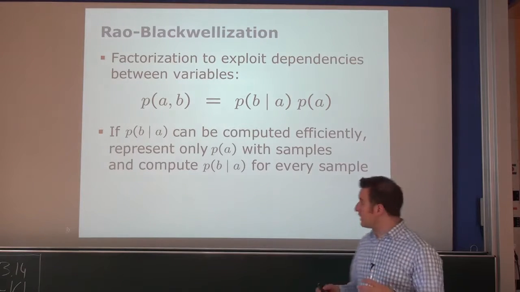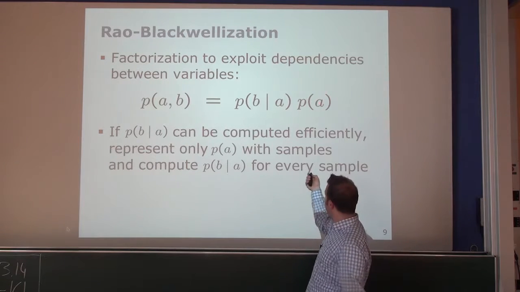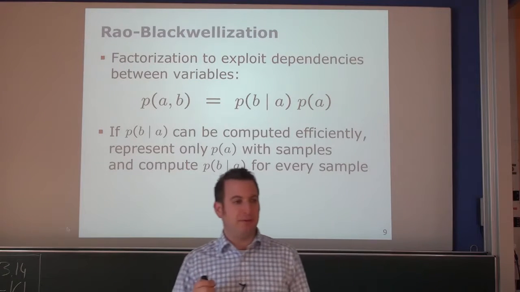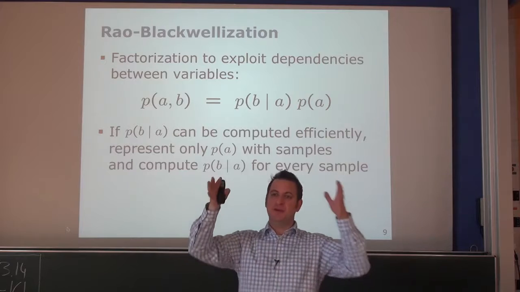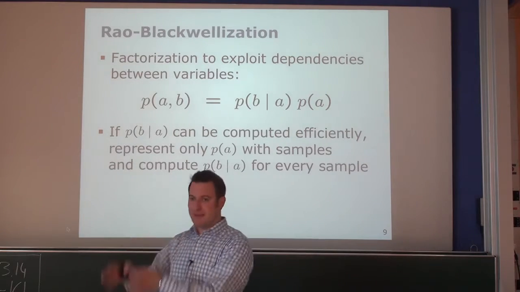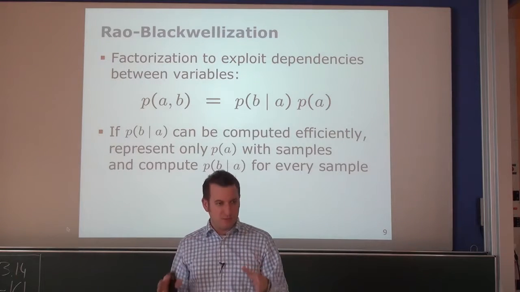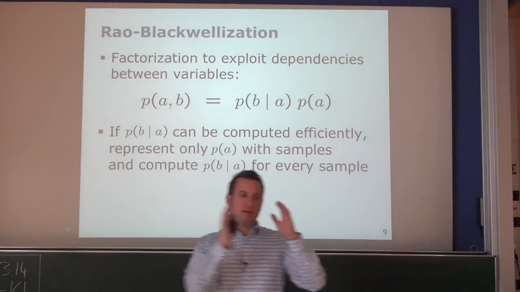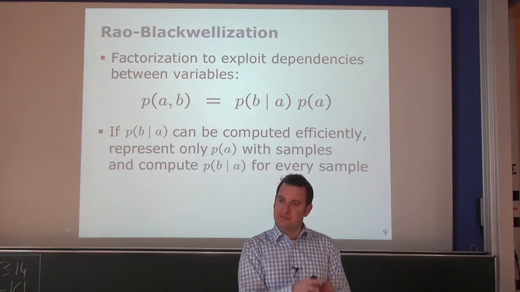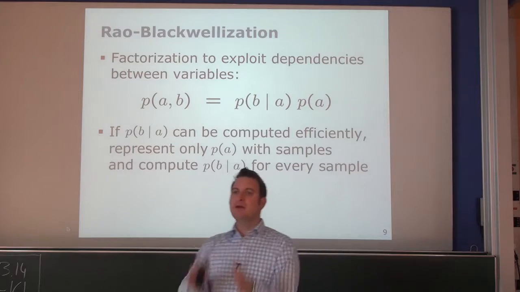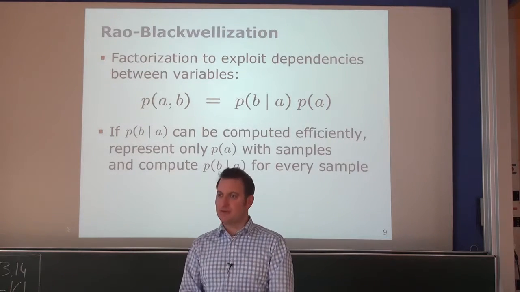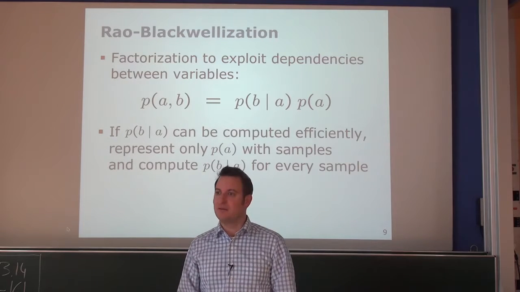So what does it mean for us here? For us, it means A is the trajectory of the poses of the robot, and B is the map. So instead of computing P of A and B, so P of the robot's poses and the map, with particles, I say, okay, let's take only P of A, so the trajectory of the robot, use samples to represent that, and then for every sample, compute P of B given A, so the likelihood of the map given the trajectory, in an efficient manner.